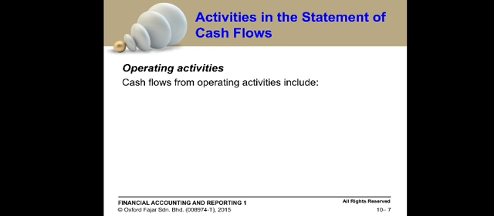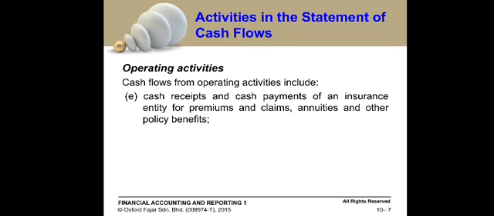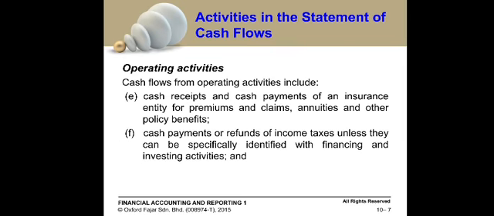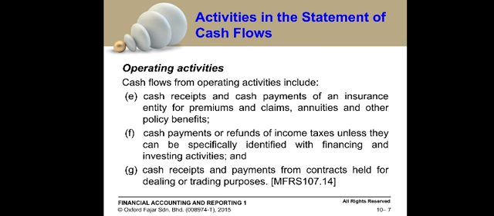There are other examples. Cash receipts and cash payments of an insurance entity for premiums and claims, annuities and other policy benefits. Cash payments or refunds of income taxes unless they can be specifically identified with financing and investing activities. And cash receipts and payments from contracts held for dealing or trading purposes. This is according to MFRS 107.